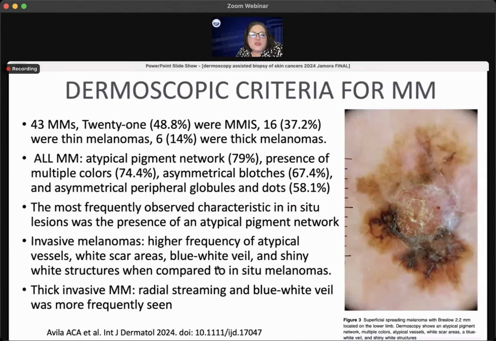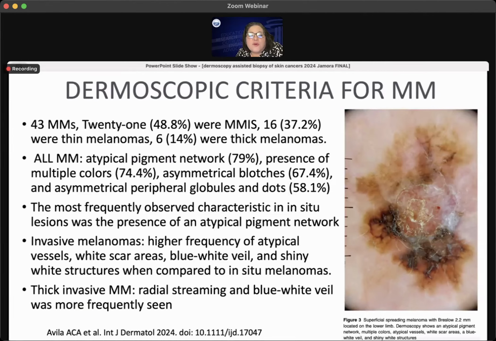Okay, so this particular study by Avila looked at what are the most common dermoscopic features for melanomas that were thick. For those areas, I would recommend, if you're just going to do a punch on the melanoma, look for the areas that will yield the thickest part. So for all melanomas, the dermoscopic features that are specific for melanomas are an atypical pigment network, like here, the presence of multiple colors, or what they call the multi-component pattern, asymmetric blotches, which are these structureless black areas here, as well as asymmetric peripheral globules and dots.